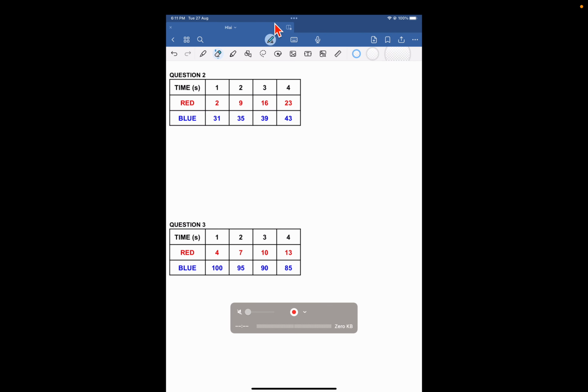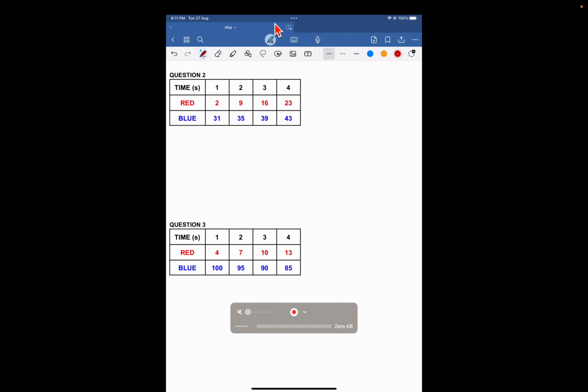Trying to find a rule linking the time with the red answer here. So how do we get in time 2? Imagine that we got to time 10, what would the red number be? Alright, so this is kind of a rule for pattern spotting. The first thing we're going to do is look at the differences.